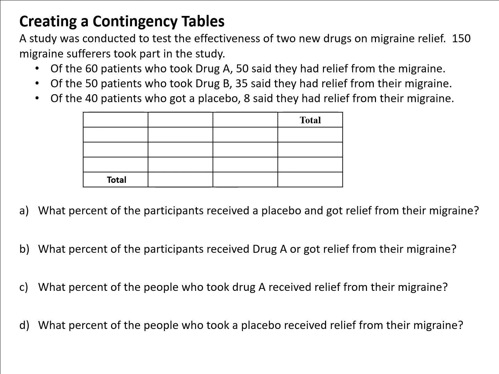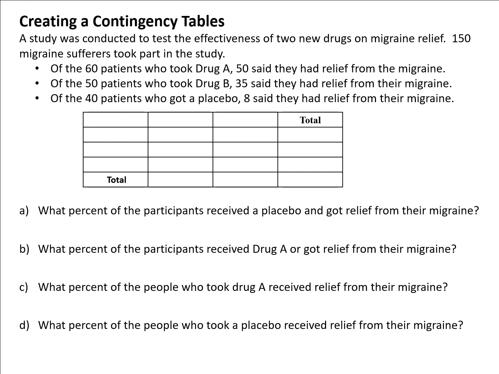Of 60 patients who took drug A, 50 said they had relief from their migraine. Of 50 patients who took drug B, 35 said they had relief from their migraine. Of 40 patients who got a placebo, 8 said they had relief from their migraine.